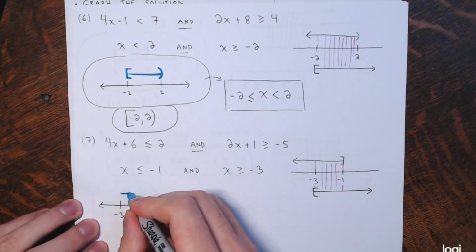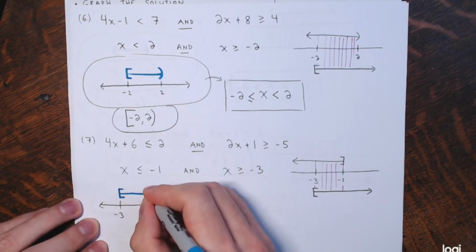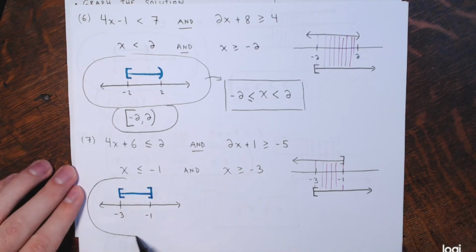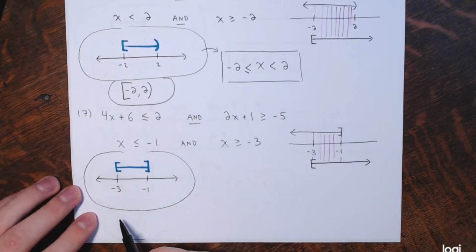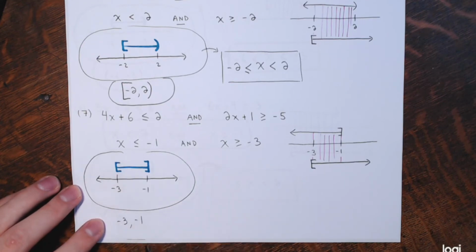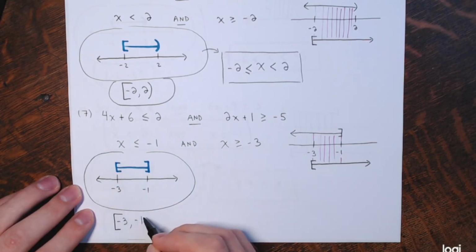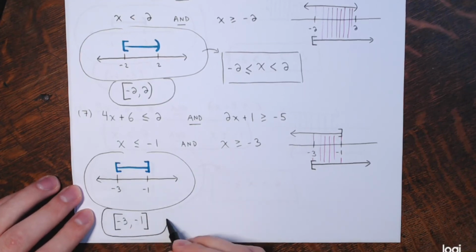So everything between -3 and -1, including both -3 and -1, right? So brackets on those. So there's your final graph. Writing the solutions in interval notation, right? This piece of solutions is going from -3 to -1, so -3 comma -1, including both, right? Both -3 and -1 are solutions, so I put the little rectangular brackets on both of those.